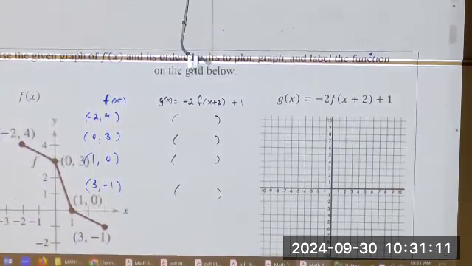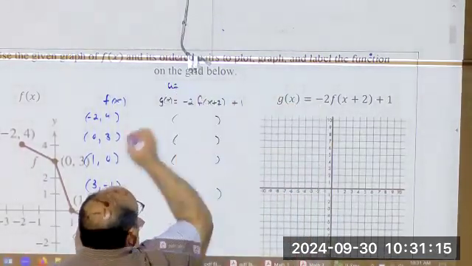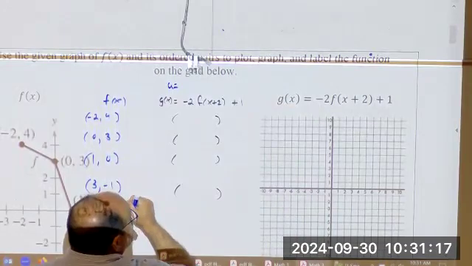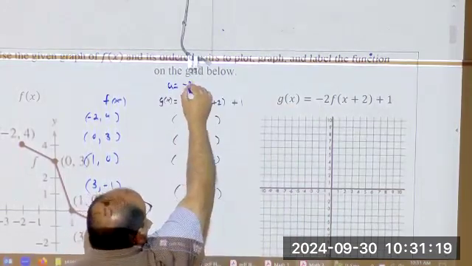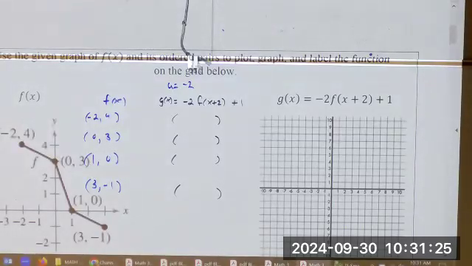And since over here, what does A actually equal? -2. Not only is it going to flip it, positive becomes negative, negative becomes positive, you also double it, multiply by 2. So it stretches it. Okay.